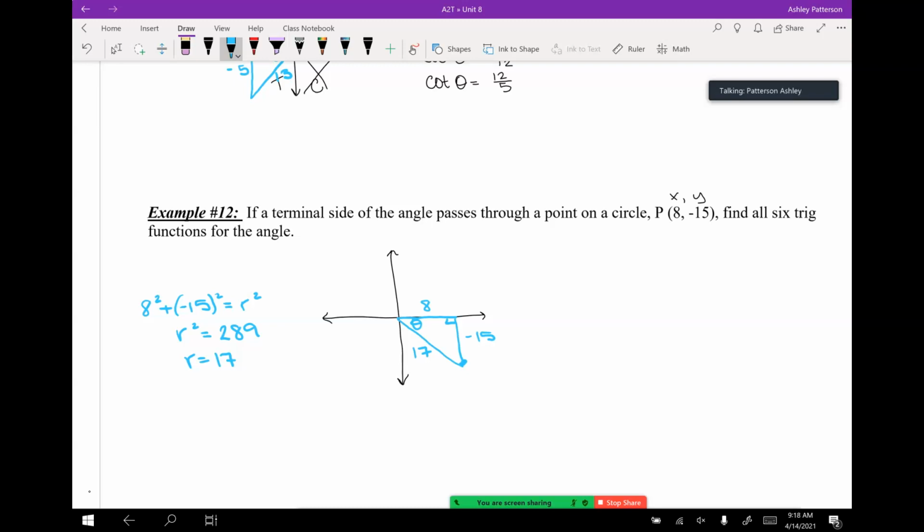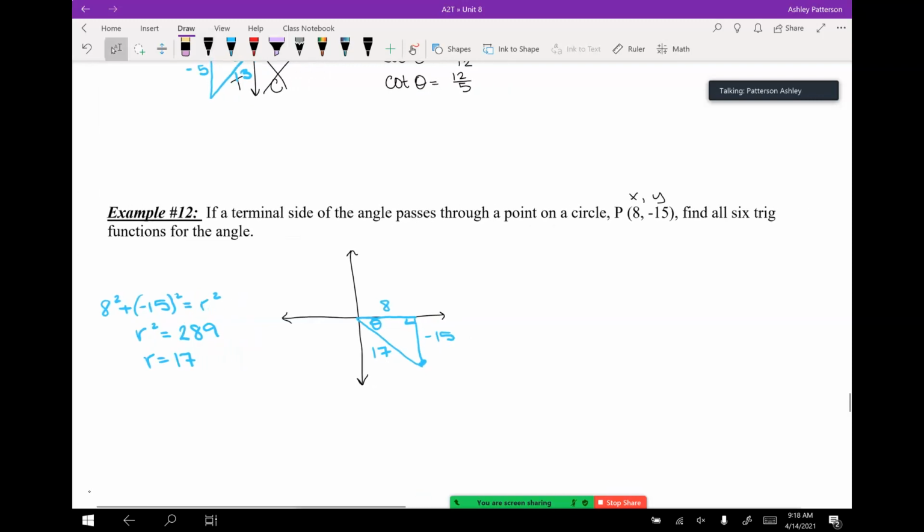All right, you guys, let's find the 6 trig functions using our reference angle that exists between the hypotenuse and the x-axis. Yes, I've said that a lot, but it's because it's super important. Here we go. The sine of theta should be the opposite leg over the hypotenuse. The cosine of theta is the adjacent over the hypotenuse. And the tangent of theta is the opposite over the adjacent.